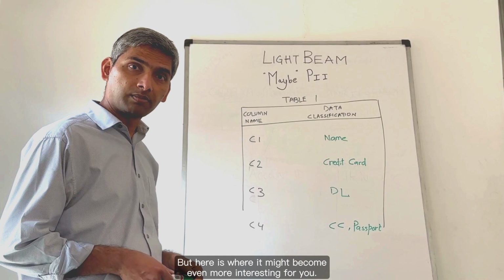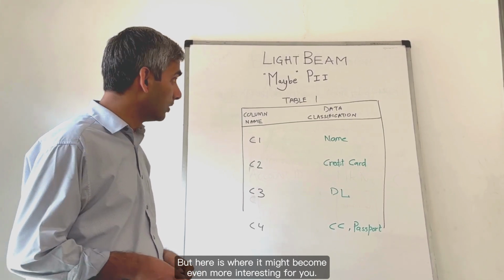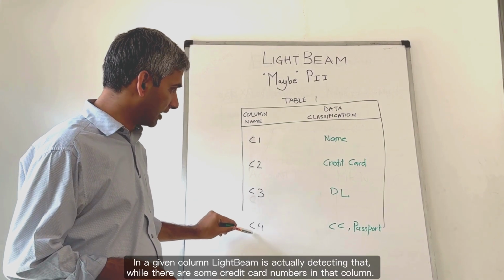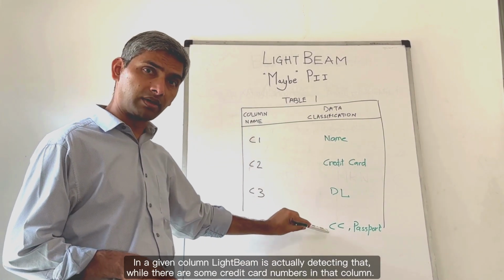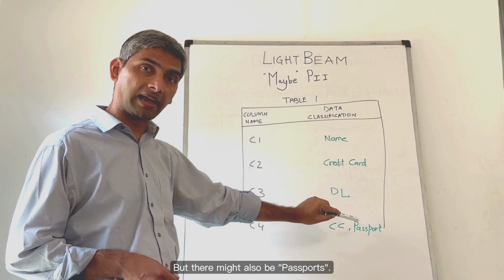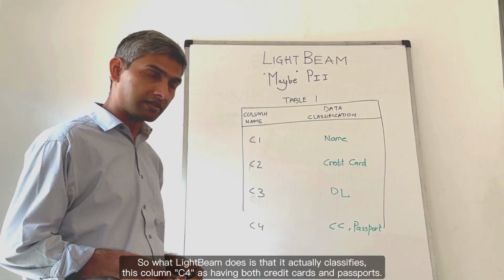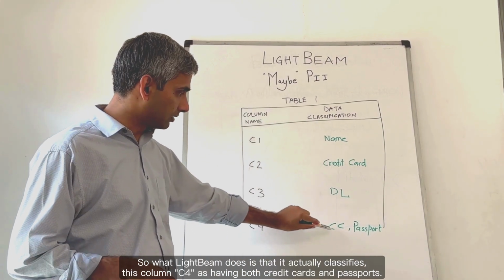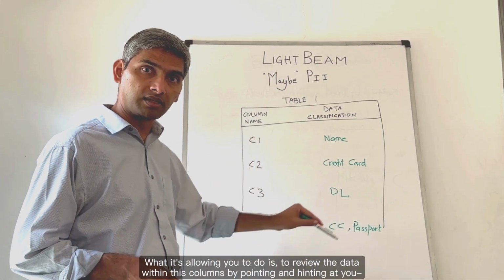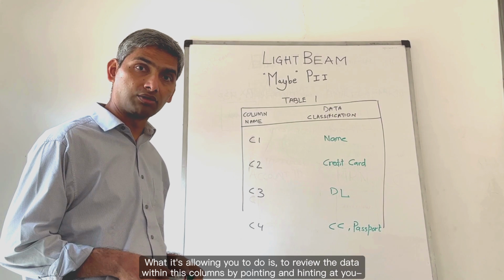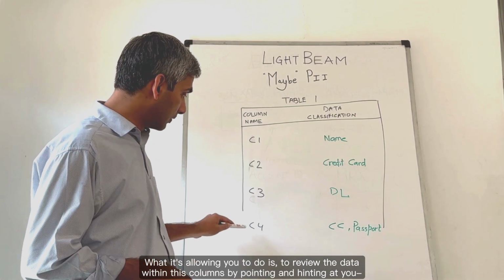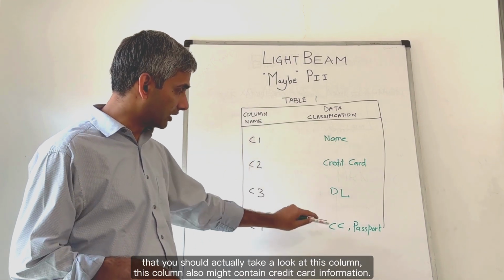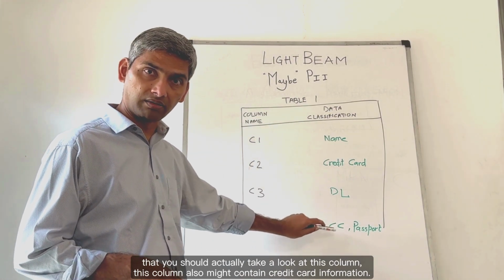But here's where it might become even more interesting for you, which is the concept of maybe PII. In a given column, LightBeam is actually detecting that while there are some credit card numbers in that column, there might also be passports. And so LightBeam classifies this column C4 as having both credit cards and passports. It is allowing you to review the data within these columns by pointing and hinting that you should take a look at this column. This column also might contain credit card information.